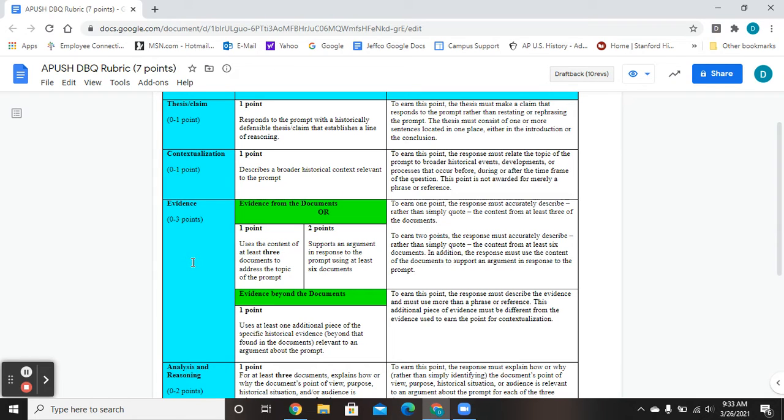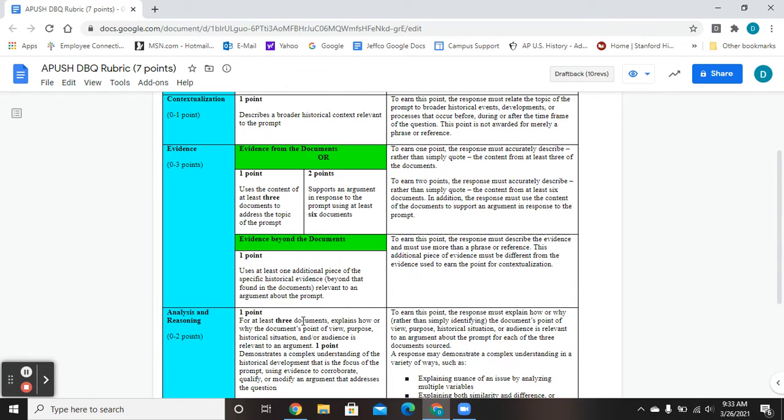You get 2 points if you use at least 6 documents. And again, you're not just quoting or mentioning the document. You're actually using the document in a way to support the prompt and your thesis. Do not use long quotes. Again, paraphrase is the very best way to use these. So 1 point if you use at least 3 documents, 2 points if you use at least 6 documents. If you use 4 or 5 documents, you get 1 point. 2 points if you use at least 6 documents.